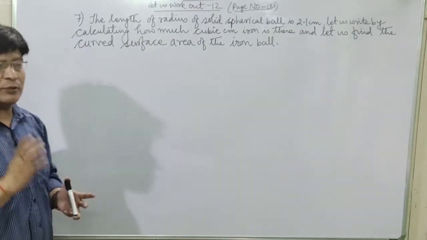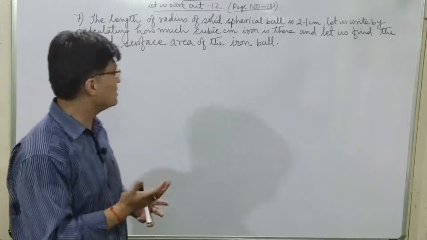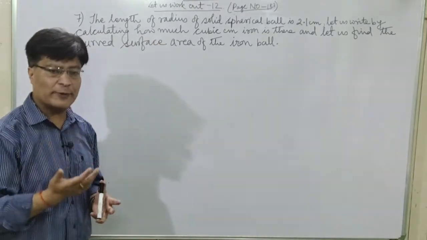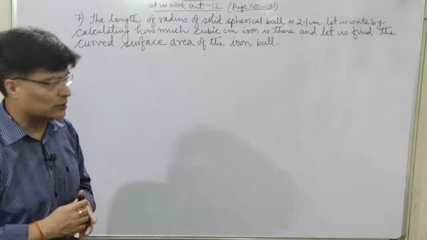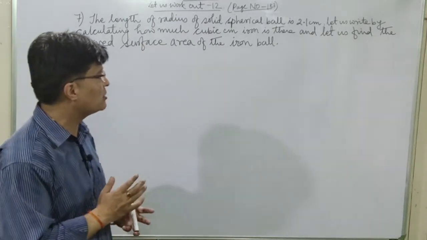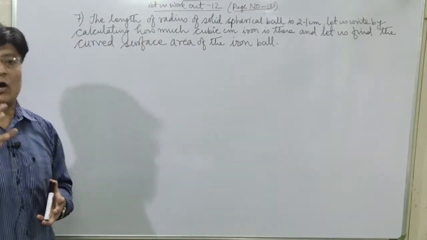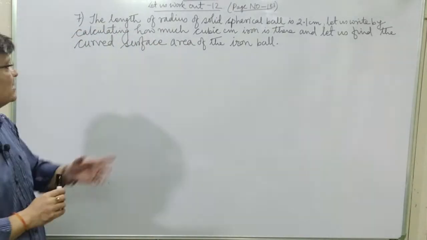So the length of the radius of this solid spherical ball is given as 2.1 centimeter. That is, what is the radius of the spherical ball? It is 2.1 centimeter. So let us calculate how many cubic centimeter of iron is there in the spherical ball.